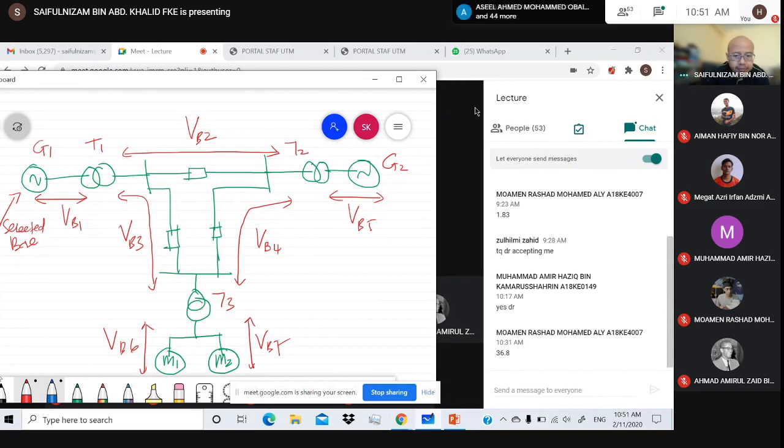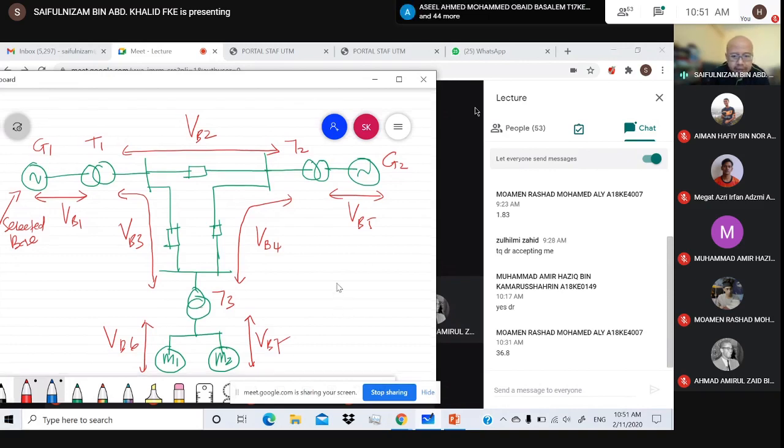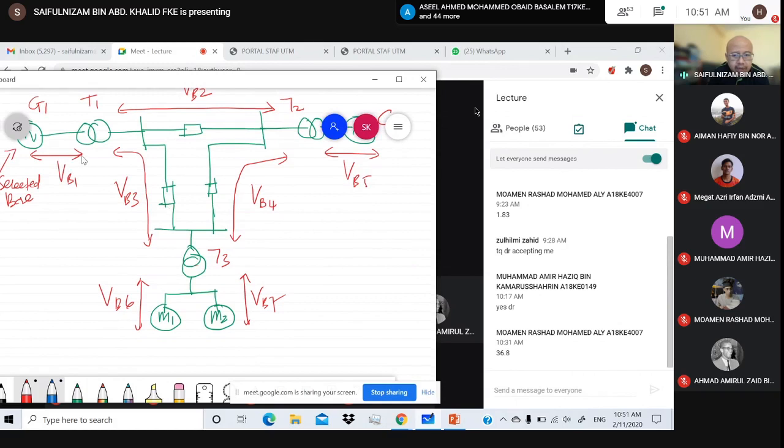And then find the per unit value, right? So what is the per unit value for each component? For the generator, for the transformer, and also for the motor. So in this case, the motor is given in terms of P, right? P and power factor are given. Also the V actual is also given, right?